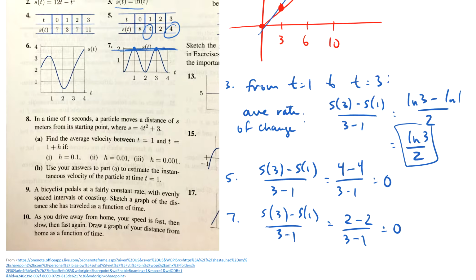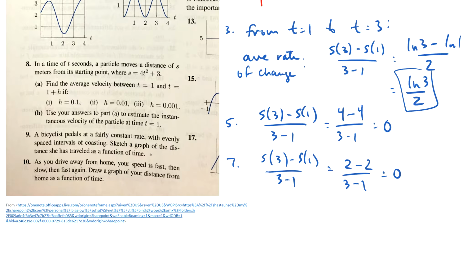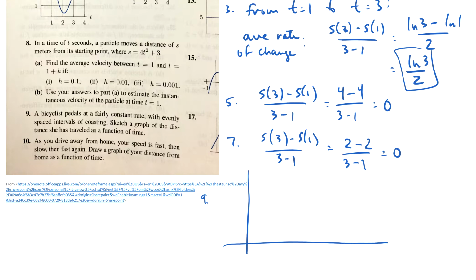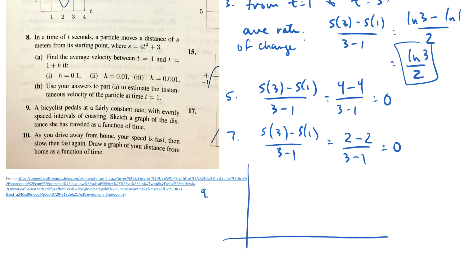And lastly, number 9. A bicyclist pedals at a fairly constant rate, with evenly spaced intervals of coasting. Sketch the graph of the distance she traveled as a function of time. So what might this look like? She pedals at a fairly constant rate. So what's happening to her? This is her distance over time, with spaced intervals of coasting.